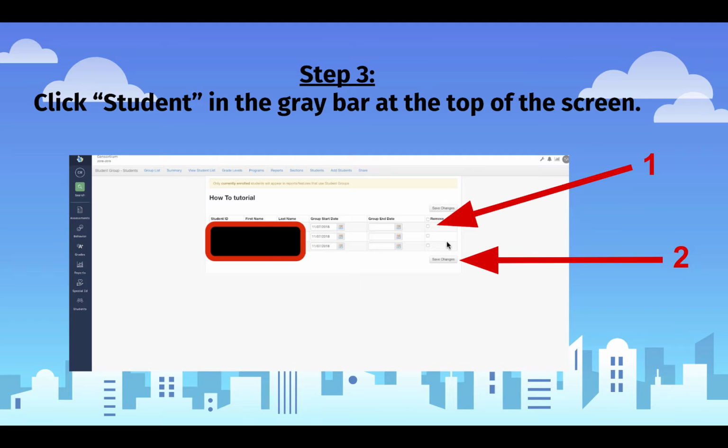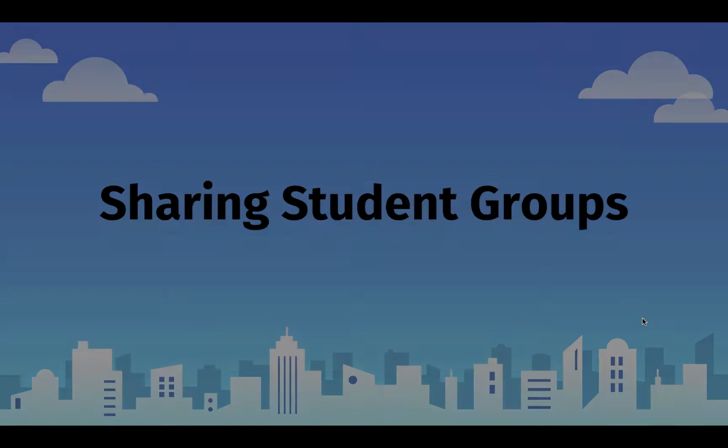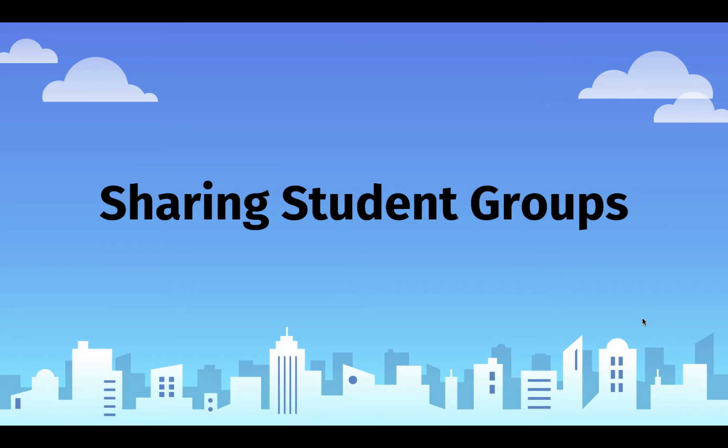If you want to just manually remove them right now, the first step is to select the box next to the student's name, and then the second step is to click Save Changes. And you've done it.